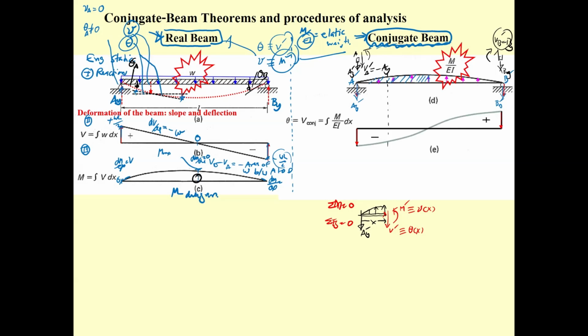You can again use the equilibrium equation to compute the V prime part. It's going to be theta at x. That means you will get the equation for the slope. That's going to be the summation of F sub y equal to 0. If you take the moment over here, summation of the moment equal to 0, you will get the M prime part. That's going to be the deflection equation. If you use that to plot the graph, you will get the shear diagram of the conjugate beam like this one.